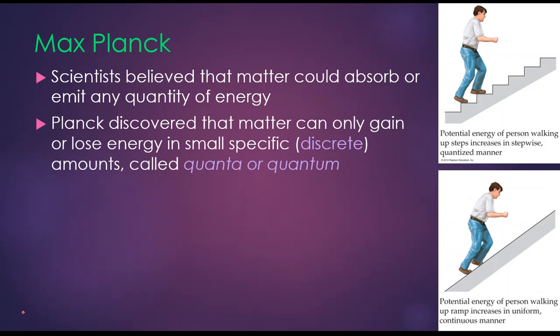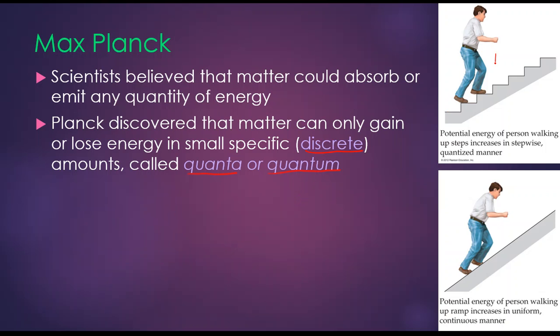So what he proposed, based on all of his observations and data collection and experiments, is that matter can only gain or lose small, specific, or discrete amounts, they like to use that word, discrete. Those small packets of energy he called a quantum. An individual one would be a quantum, but plural, if there are multiple packets of energy, multiple discrete amounts, they would be called quanta.